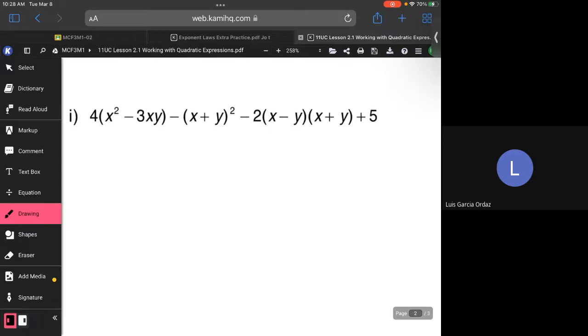All right. So I is 4 times x squared minus 3xy minus x plus y squared minus 2 times x minus y times x plus y plus 5. That's a lot of stuff. So what I suggest you do is do one thing at a time. What do you guys want to start with first? We'll distribute the first one first because, why not?